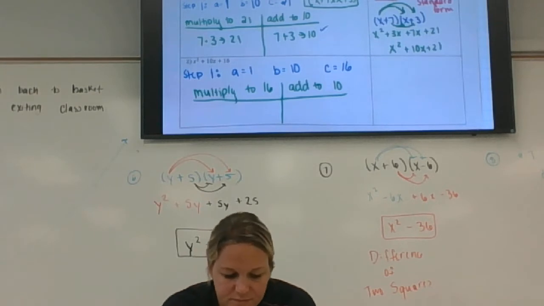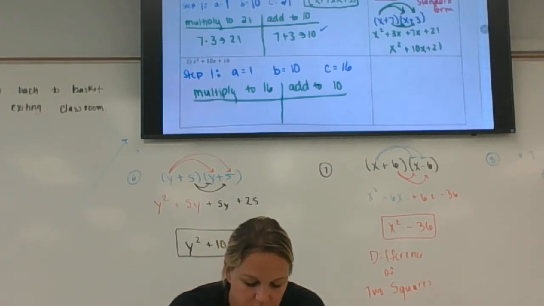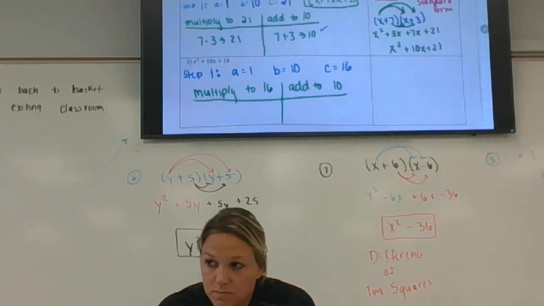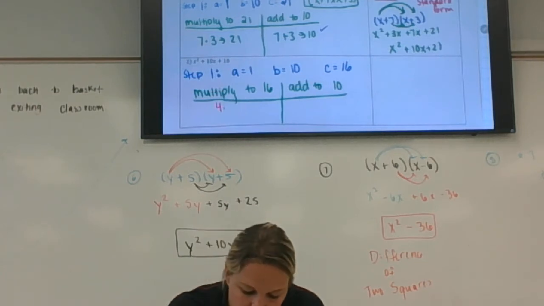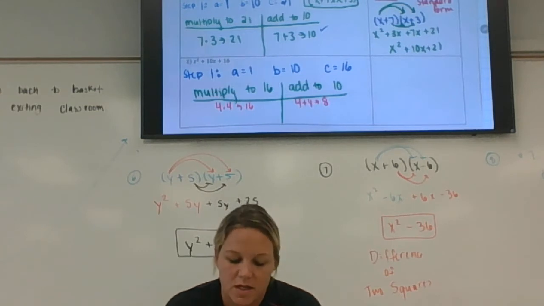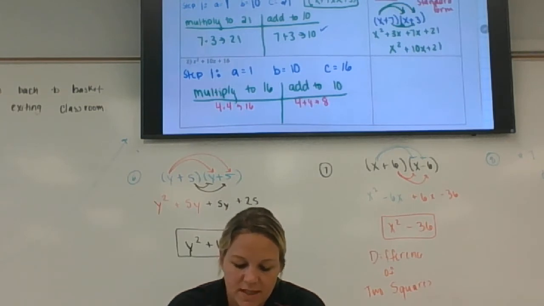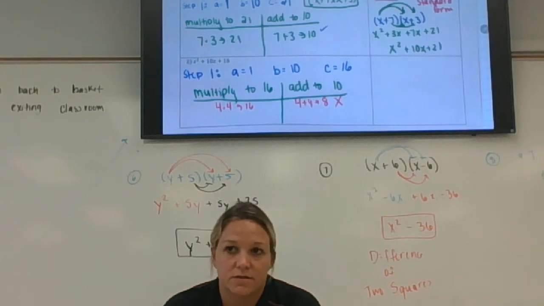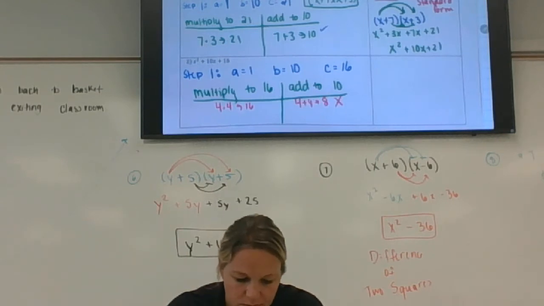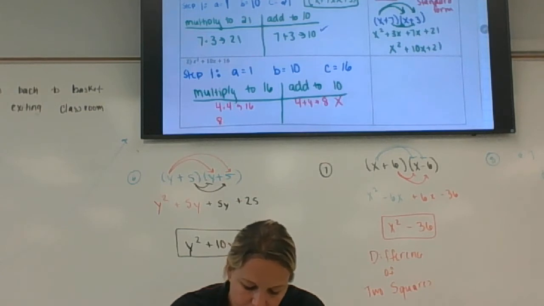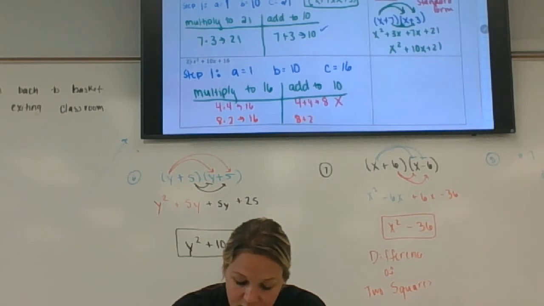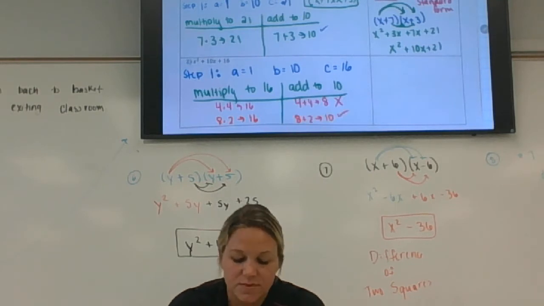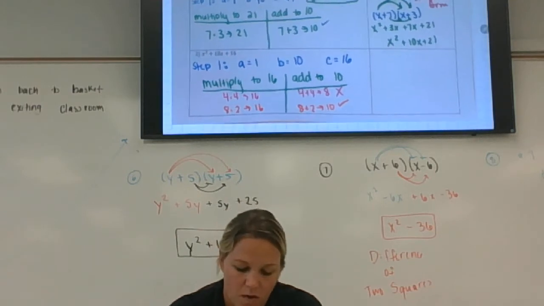Okay, what do we know multiplies to 16? 4 and 4 do. Yeah, 4 and 4 was my first thought. But 4 plus 4 is 8, not 10, so 4 and 4 do not work. So I'll go to the next one. I'll try 8 and 2. 8 times 2 is 16. 8 plus 2 makes 10. Those are the numbers I want. I ran out of room.